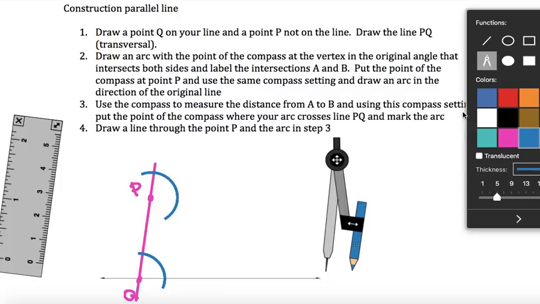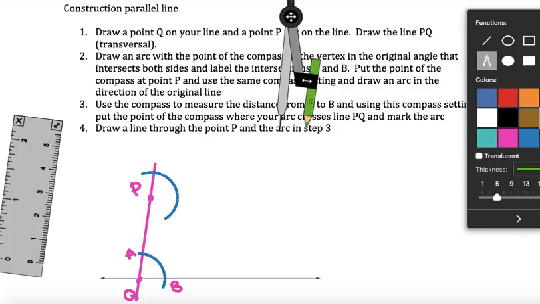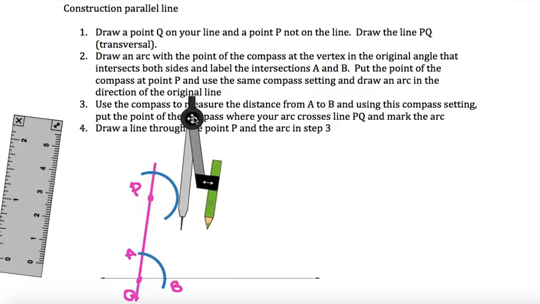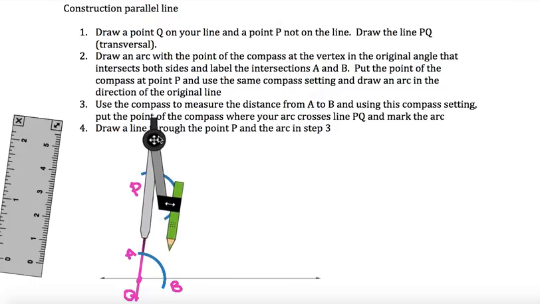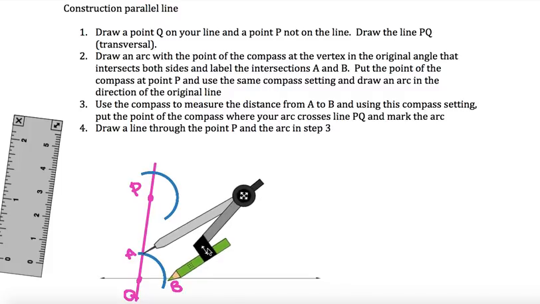So now that I have this arc drawn on the original angle, I can label it A and B. So we'll have A and B. What I want to do is I want to use my compass, and I want to make it so that I can figure out the distance between A and B. And to do that, I put one point of my compass on A, and then I'm just going to stretch my compass out so that the length is from point A to point B, which is where this arc crosses the original line.